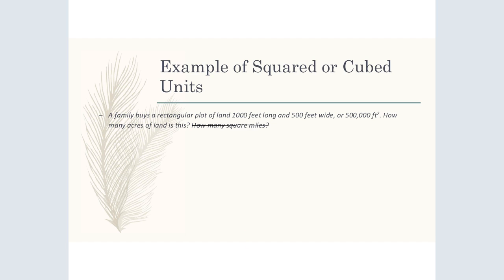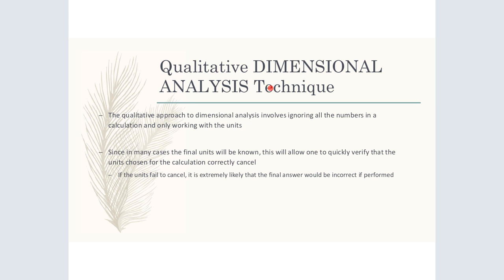And so our last topic for this session is going to be the qualitative approach to this. So the technique we were using before is the quantitative technique where we're working with the numbers. But the qualitative technique is essentially the same idea. It's just that instead of using numbers, we're using only the units. And then we would look and see what the units come out to.